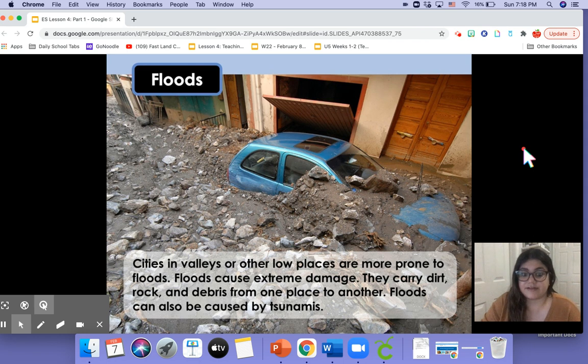Floods cause extreme damage. They carry dirt, rock, and debris from one place to another. Floods can also be caused by tsunamis. So notice that floods aren't always just water, right? They can carry with them mud, dirt, rocks, and you can see that it has buried the car underneath.